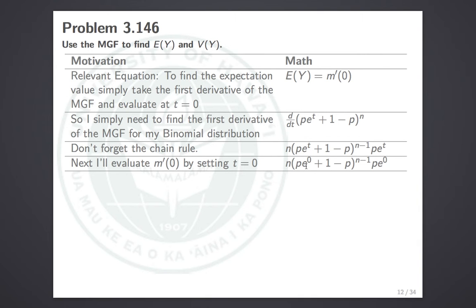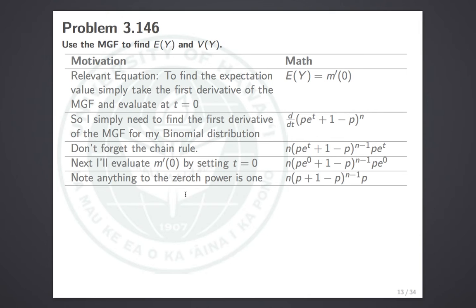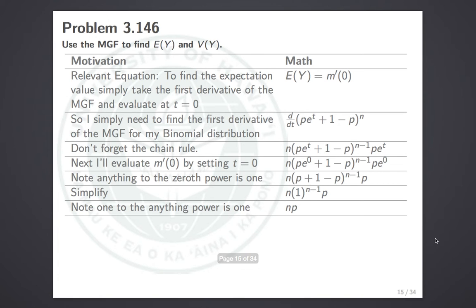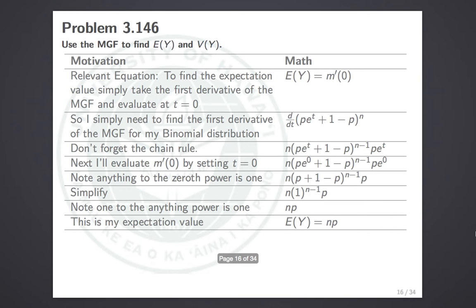Plugging in t equals 0, I just plug in 0 for t. Done. Note that anything to the 0th power is 1. So this thing gets killed down to 1, and this thing gets killed down to 1. I have p minus p, so that's 1. So 1 to the, I simplify that. 1 to any power is 1. So that thing just kind of dies, and I have np. My expectation value is equal to np.